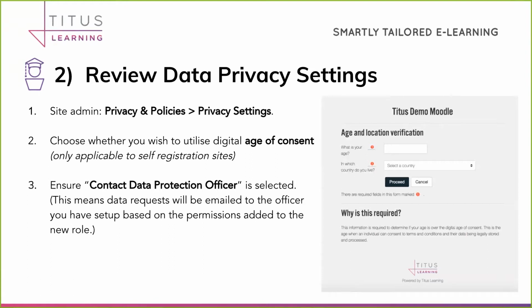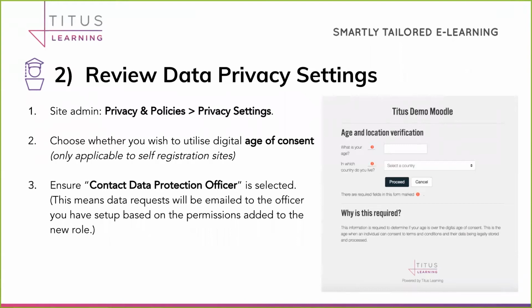So a user will hit your login page or hit create new account, and they'll see a screen similar to this on the right-hand side here. So age and location verification, because you can set different restrictions depending on the country. So what is your age? You would just type that into the box, and where do you live? And you hit proceed. So that will continue the process of self-registration via your email address if you actually meet that restriction. If not, it will ask you to contact the administrator because you are essentially a digital minor.